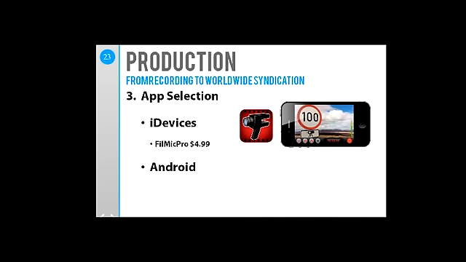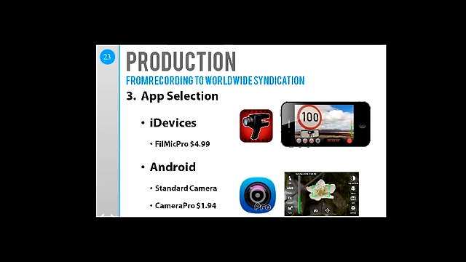Now, Android's a little bit more tricky, and I found this out the hard way. I purchased an Android smartphone. I got the Galaxy Note, loved it, and I started shooting some video with it. Standard camera was pretty good. Everything was automatic though, and when I tried to use Camera Pro, which I really like, so if you can get Camera Pro, use it, it would crash my phone.